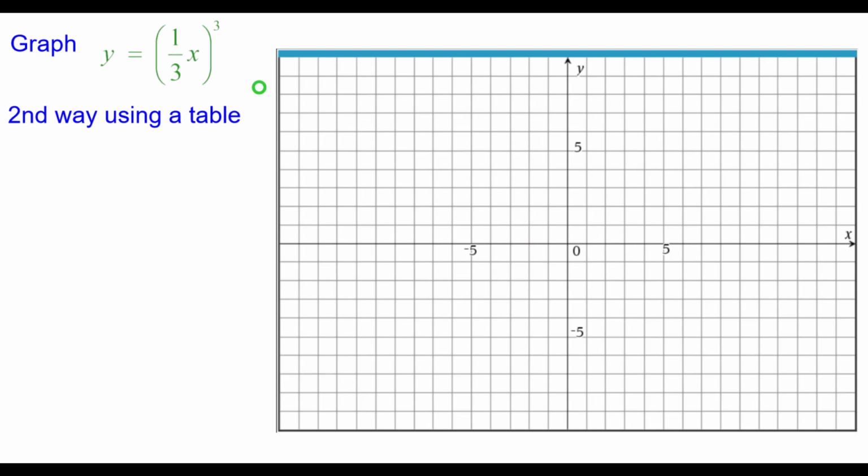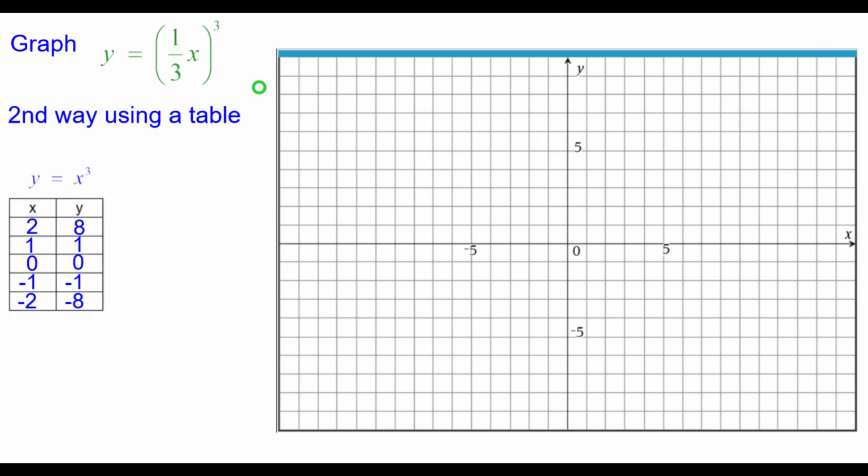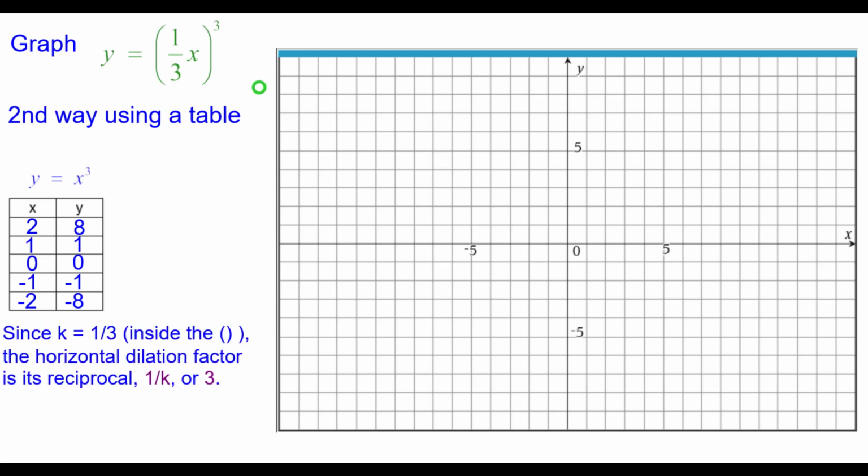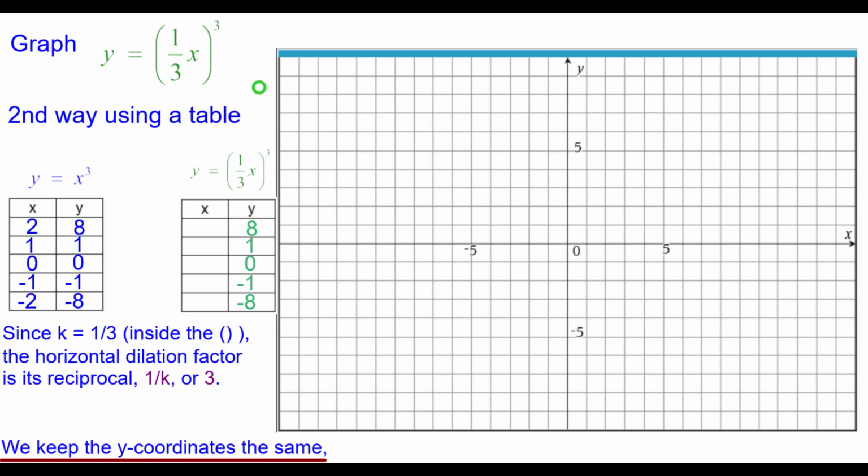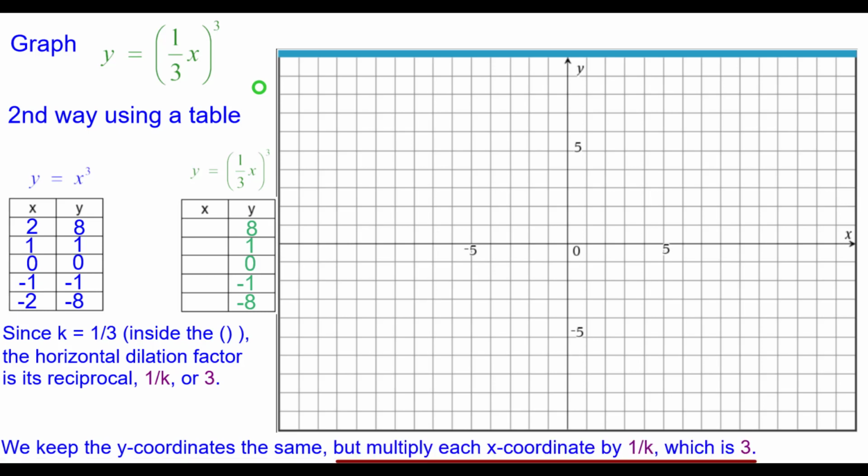Second way, using a table. So here's our cubic table. Since k is equal to 1/3 inside the parentheses there, the horizontal dilation factor is the reciprocal of 1/3, which is 3. We're going to keep the y coordinates the same, but multiply each x coordinate by the reciprocal of 1/3, which is 3. So 2 times 3 is 6, and we plot 6, 8.